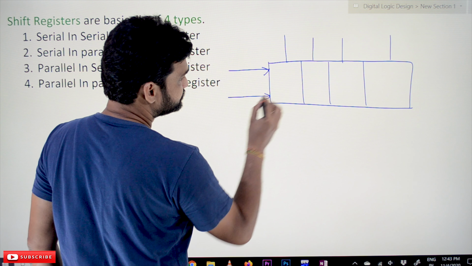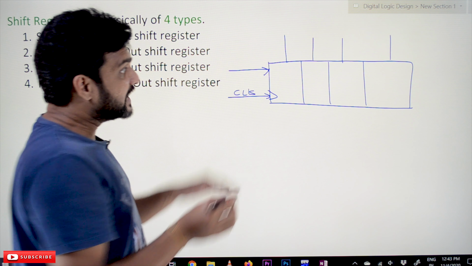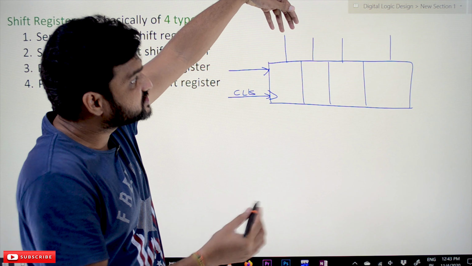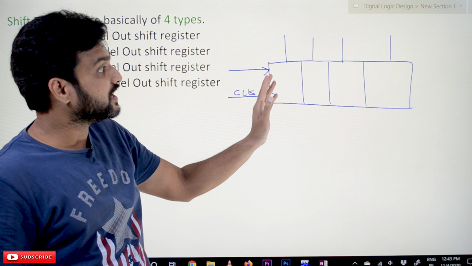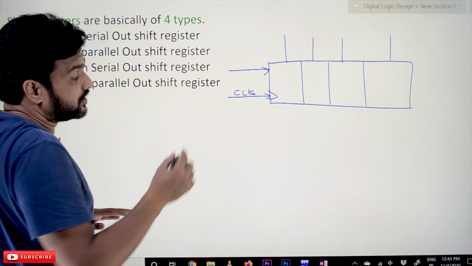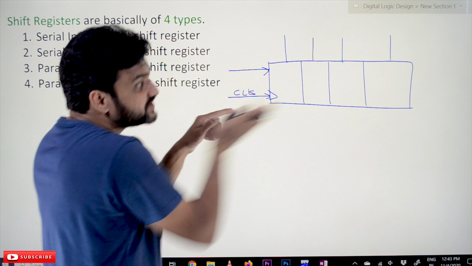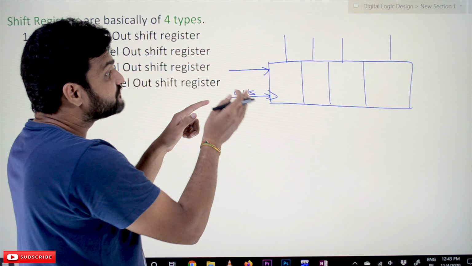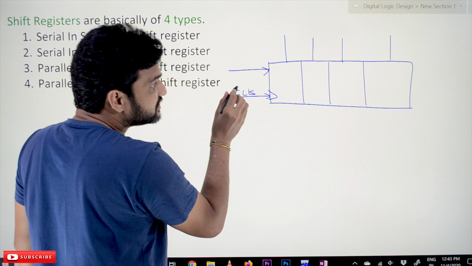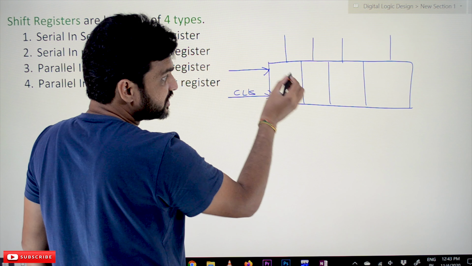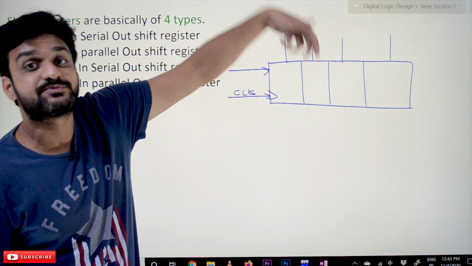So this is clock. As and when the clock is provided, if the register is parallel in, the values will come in as and when the load is applied, and as and when the clock is applied, the shift happens. If it is a serial input, the input that is provided here will shift in this way. So this is what we call serial in, and if the input is loaded in this way, this is what we call parallel in.